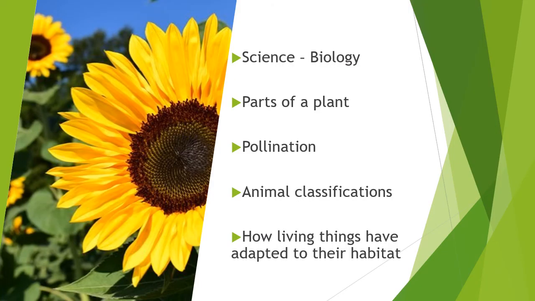Last of all, in science, we had biology this term, and so we've been looking a lot at plants and pollination. We've also looked at the different ways animals are classified and how living things have adapted to their habitat. So that includes like how the polar bear survives and how the snow leopard or a giraffe has been adapted over time to survive in its habitat.